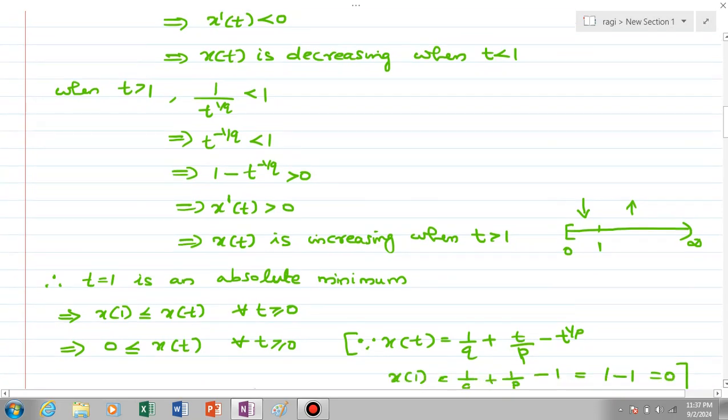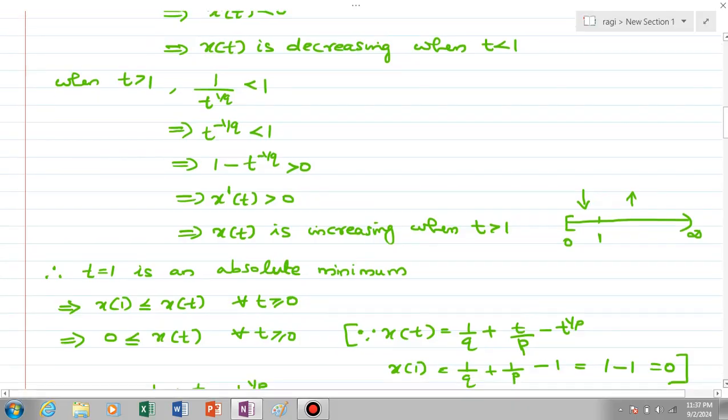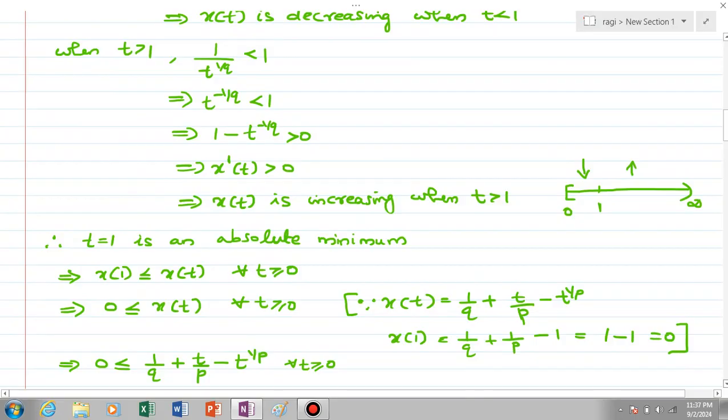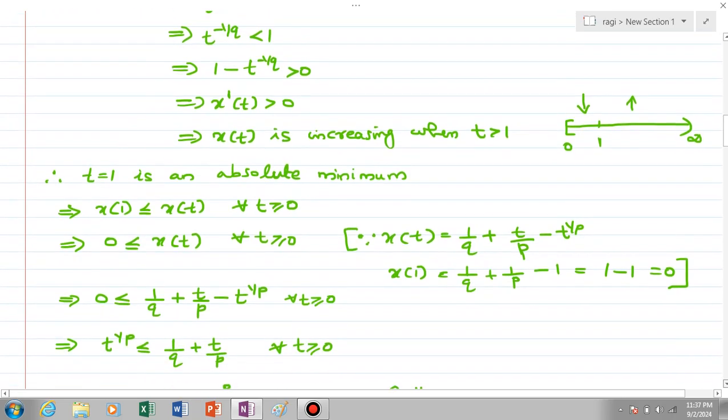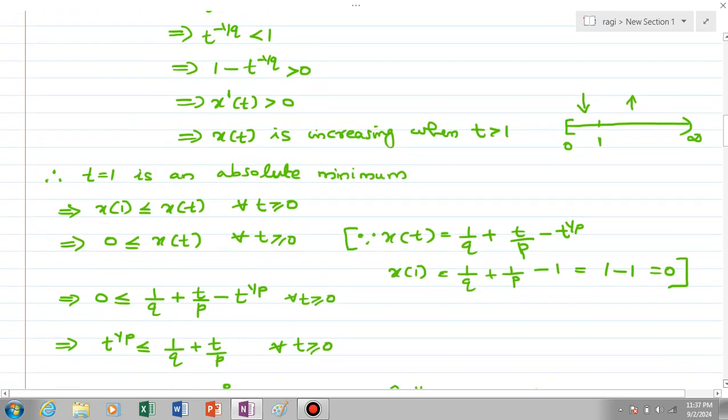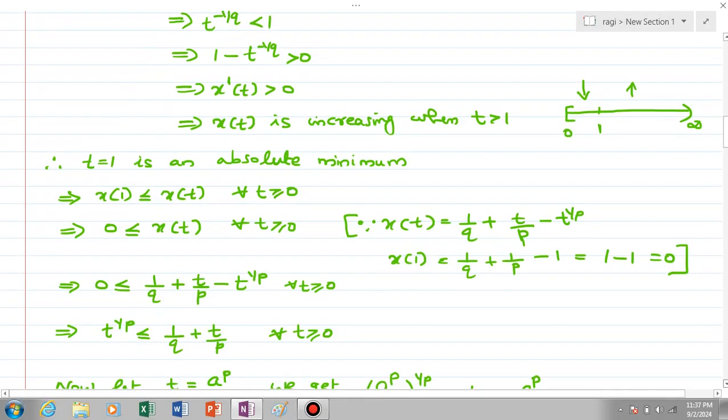By the definition of an absolute minimum, the value of the function at that point is less than or equal to x(t) for every t in the domain. That is, x(1) ≤ x(t) for every t ≥ 0. What is x(1)? By putting t = 1 in x(t), we can see that x(1) = 0. So we have 0 ≤ x(t) for every t ≥ 0. By substituting the function x(t), we can see that t^(1/p) ≤ 1/q + t/p for every t ≥ 0.